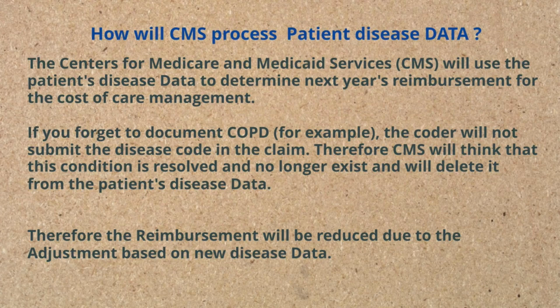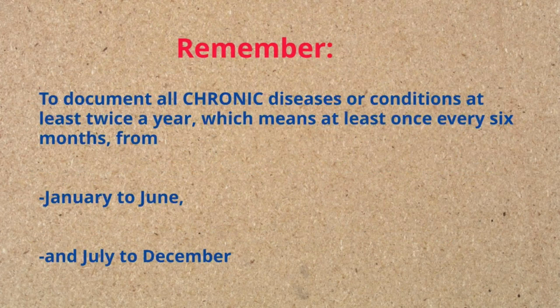Therefore, the reimbursement will be reduced due to the adjustment based on the patient's new disease data. To ensure you get everything covered, document all chronic conditions at least twice a year, which means at least once every 6 months, from January to June and from July to December.